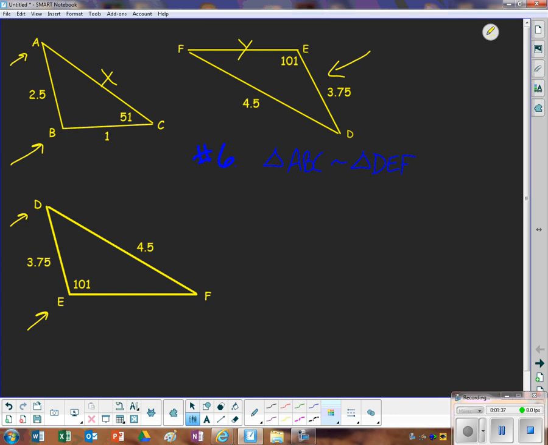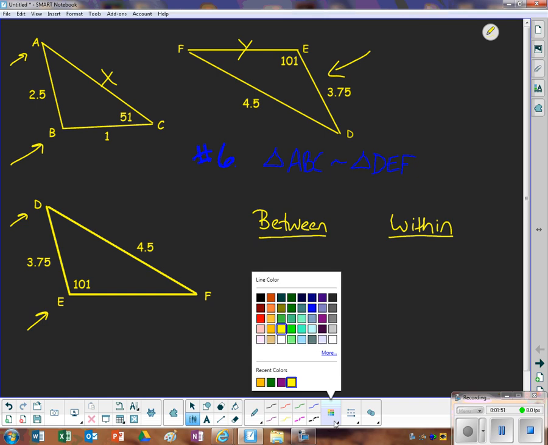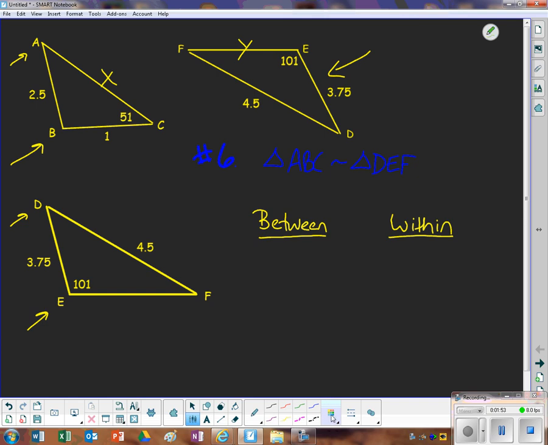Now let's make a column for between and a column for within. I'll show you the difference setting up the proportions. Between figures means I'm going to alternate between the two figures to get my ratios.